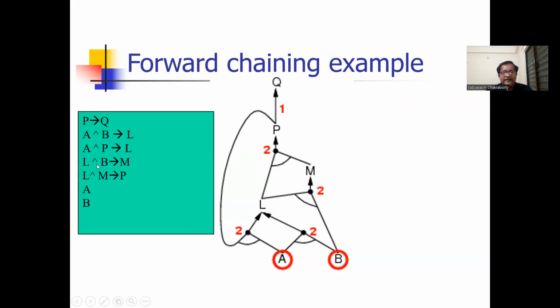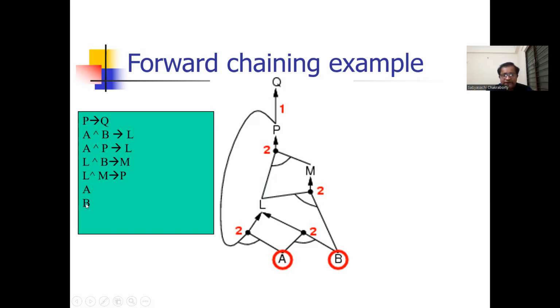And next we have L intersection B implies M. We have two literals on the left side, L and B. So we have marked as two initially. And we have L intersection M implies P. L and M, or L intersection M, the AND or intersection is represented by this curve. So it implies P. Since there are two literals on the left side, L and M, that's why we have marked as two here. So this is the way we have represented it at the initial stage.